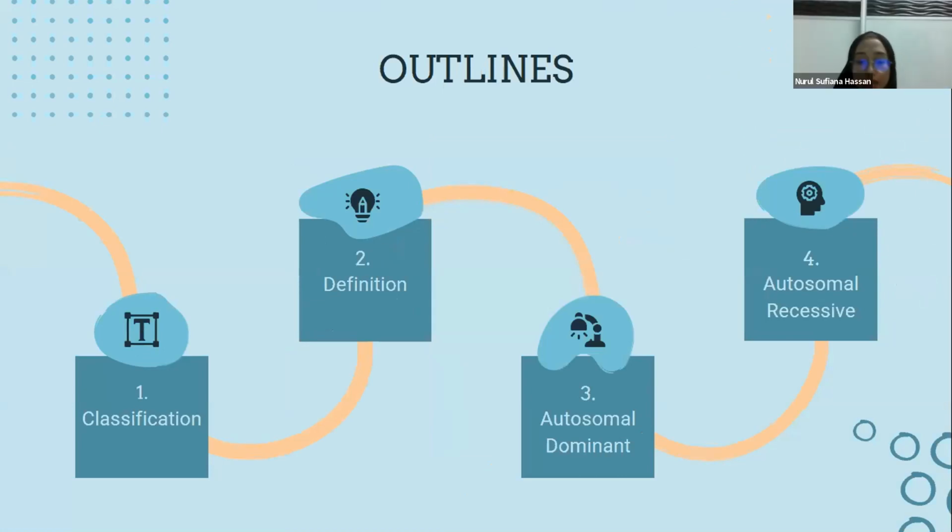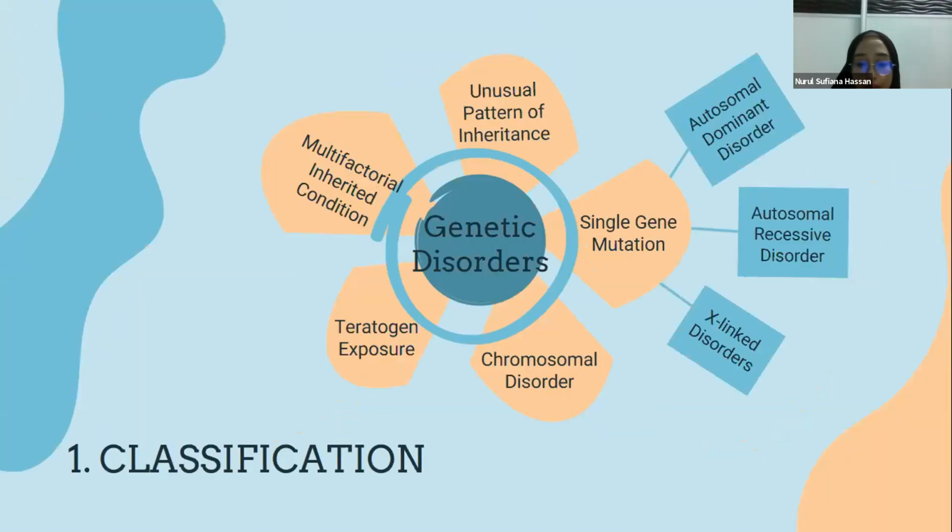First, I will talk about the different classification of genetic disorder, and then the autosomal disorder, the definition, the overview, and three examples of both autosomal dominant and autosomal recessive disorder. So, first, the classification of genetic disorder.